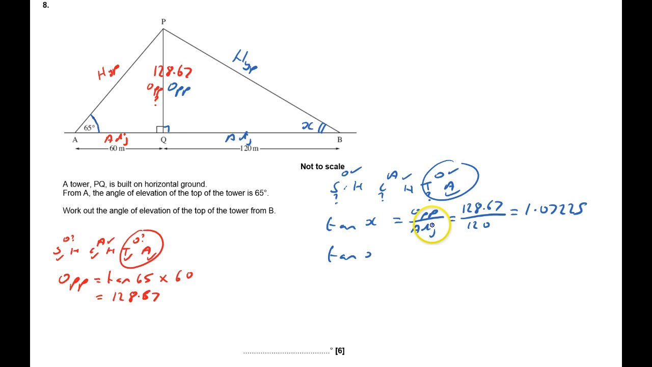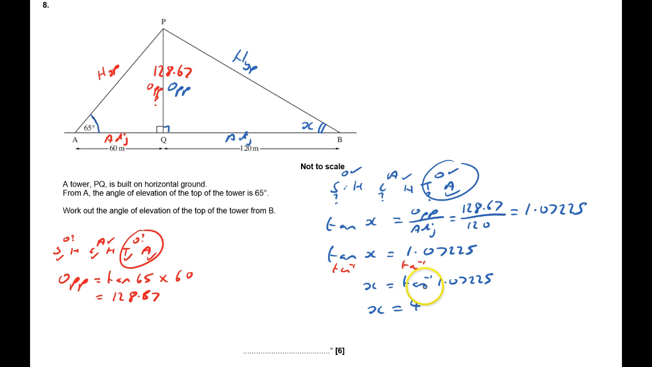I'll write that down again. Tan x equals 1.07225. And now I want to get rid of the word, or vaporize the word tan. And to do that, I need to do tan to the minus 1 of both sides. So I tan to the minus 1 this side and tan to the minus 1 of the other side. And that will now give me just x equals tan to the minus 1 of 1.07225. Do that on the calculator.